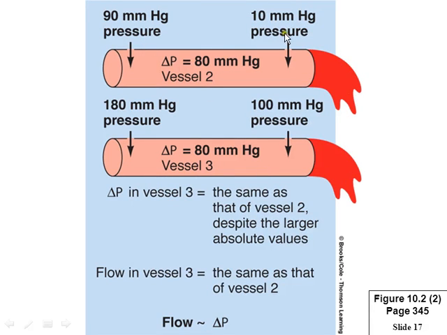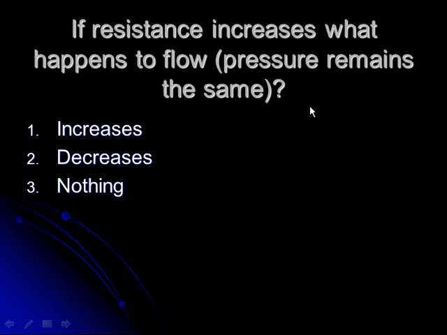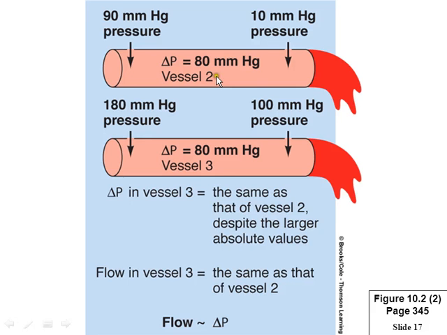If I do 90 to 10 or 180 to 100, is there a difference? It's exactly the same pressure, so what do you know about flow? Did the pressure change? Nope. Did flow change then? Nope. Flow stays exactly the same. So if the resistance increases, what happens to flow if the pressure remains the same? If the resistance increases, the flow has to decrease, right? If the pressure increases, what has to happen to flow? It increases.